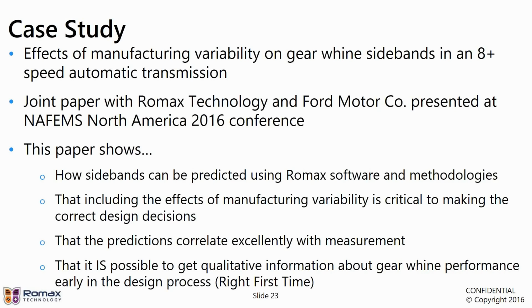This was a summary of a joint paper that I presented at the NAFEMS North America conference a few weeks ago with our colleagues at Ford Motor Company, a joint presentation. And the paper shows how we can predict sidebands using the Romax software and using our methods. And this is the most important part really: including the effects of manufacturing variability is absolutely critical to making the correct design decisions. It's very, very clear from the results you'll see in a second that we really need to include that manufacturing variability to get useful information about these predictions.